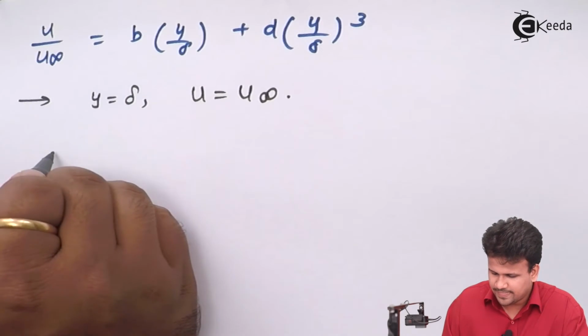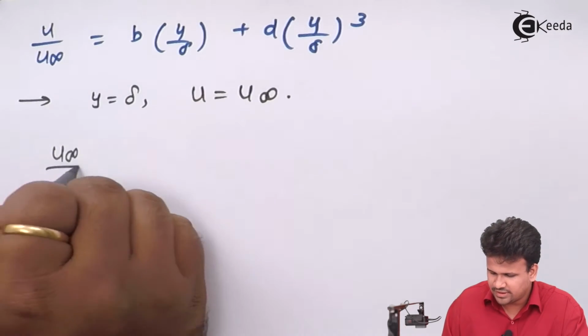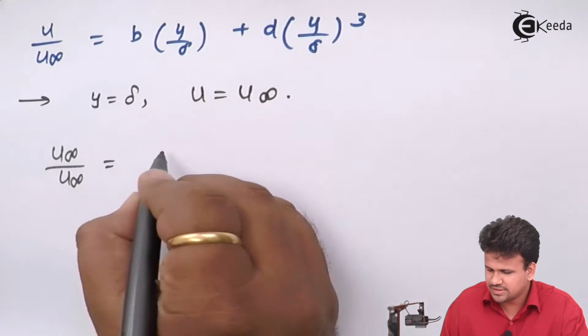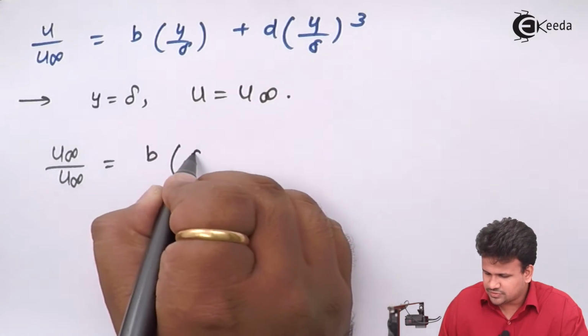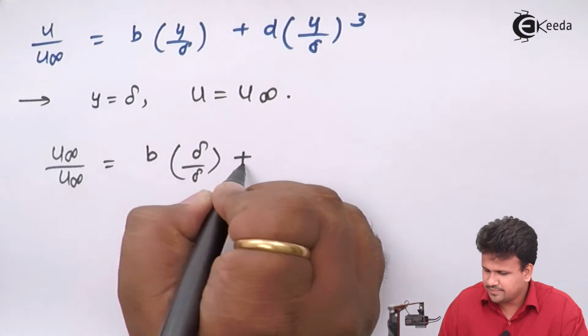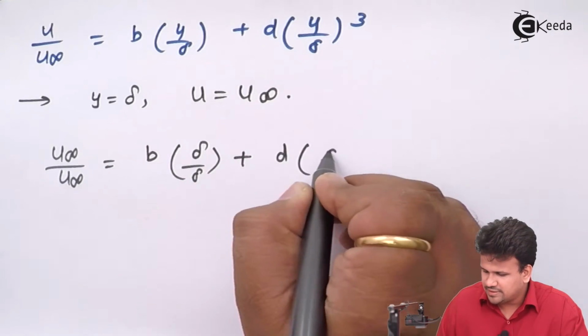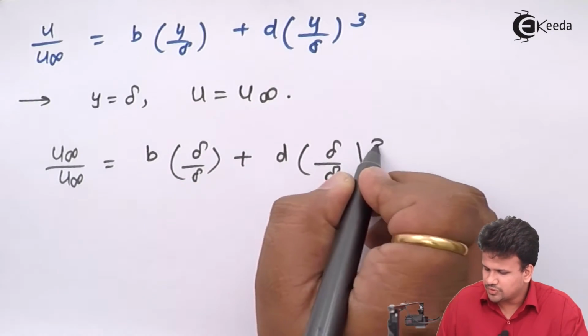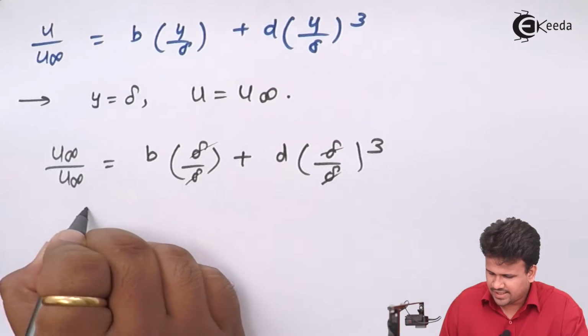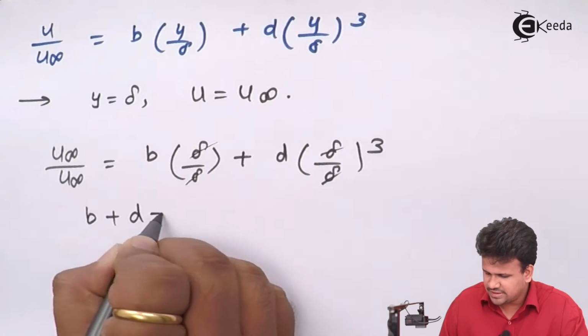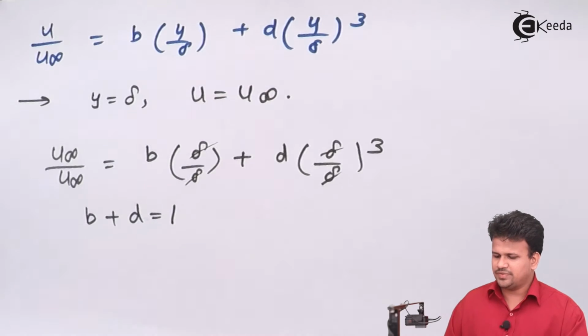So u infinity upon u infinity is equal to b into delta by delta plus d into delta by delta the whole cube. So this will be equal to 1. So we'll get this equation as b plus d equals 1. So we have substituted the third boundary condition.